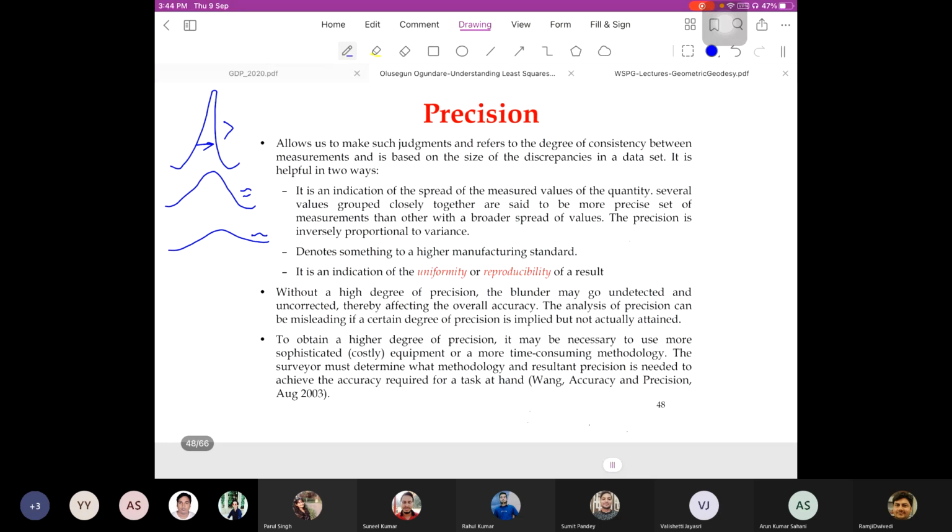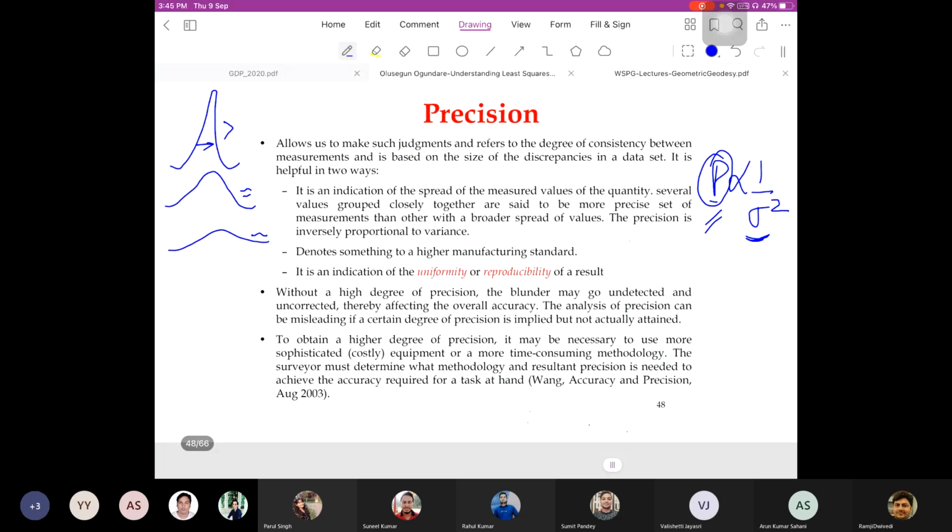And this precision is inversely proportional to variance. Now we are calling precision as inversely proportional to variance. This is what we are saying. We are saying that if the deviation is less, what is the variance? Variance or standard deviation are the measure of the spreadness. So we are saying if the spread is less, obviously the precision would be more. I hope it is very much clear.